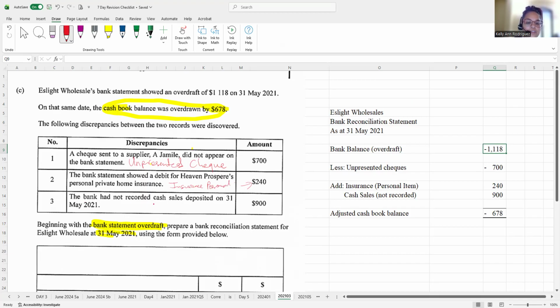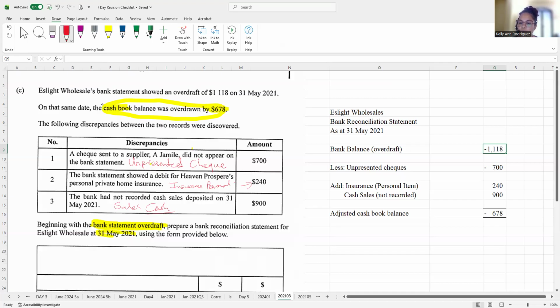The bank had not recorded cash sales deposited on the 31st of May 2021. So you have sales in cash that were not deposited on the 31st. But apparently, they will say cash sales go direct into your bank account. Well, it's supposed to go direct into your bank account.